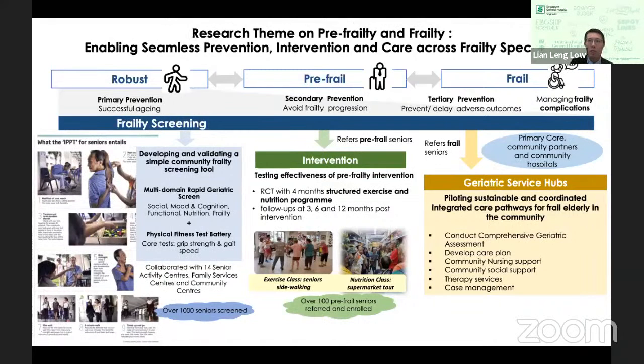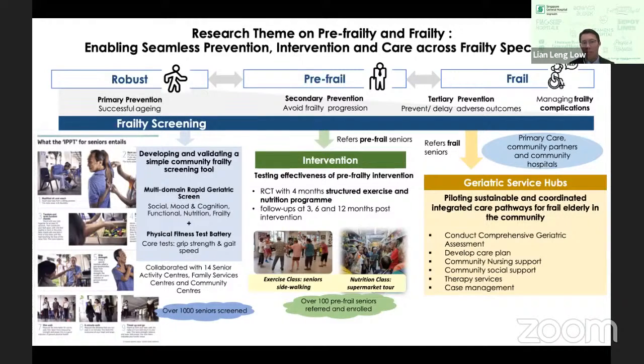So a good example of how we have leveraged our center grant to improve health outcomes is on pre-frailty and frailty. So we know that the prevalence of pre-frailty in Singapore is high. However, there's no standardized and effective screening tool for community-based screening. And this is something that many geriatricians and rehab physicians struggle with. So through this research, we developed the IPPTS, the Individual Physical Proficiency Test for Seniors, which comprises a multi-domain rapid geriatric screen as well as a physical fitness test battery, with the aim to validate a simplified screening tool. This is in collaboration with our community partners, so our senior activity centers, family service centers, as well as community centers. And the study has been completed with more than 1,000 seniors screened, and now we're in the process of validating this simplified screening tool.